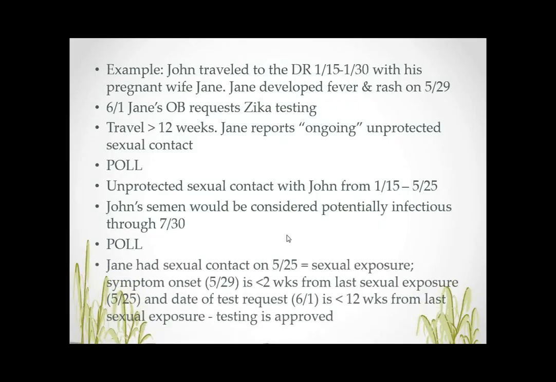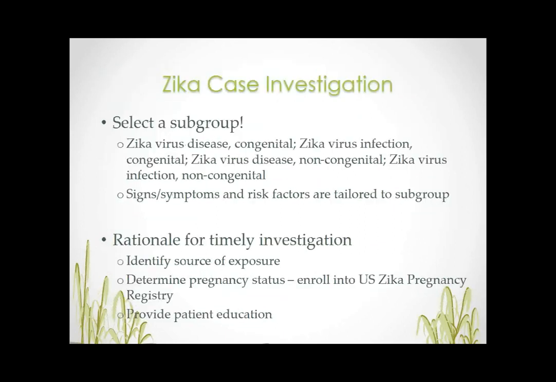Okay. Since Jane had unprotected sexual contact with John on May 25th, this is within John's infectious period and would be considered a sexual exposure for Zika. Her symptom onset on May 29th is within 2 weeks, and the date of test request, June 1st, is within 12 weeks of the last date of her sexual exposure on May 25th, so the testing window is valid. And yes, this request for testing should be approved. And I know there's an awful lot of dates going on here, but you all got 95%, so excellent.